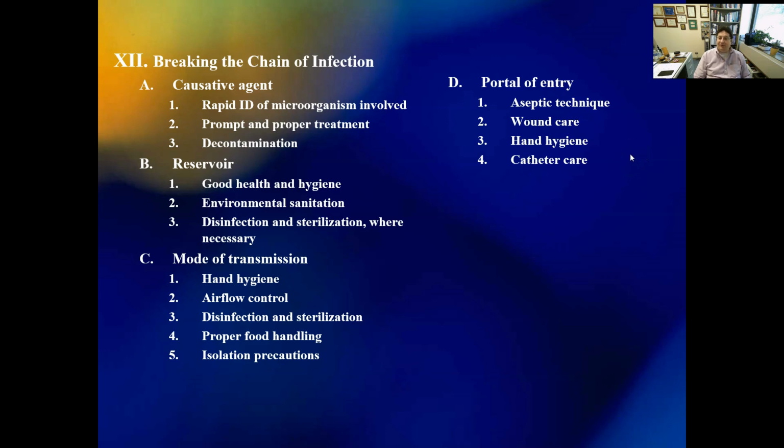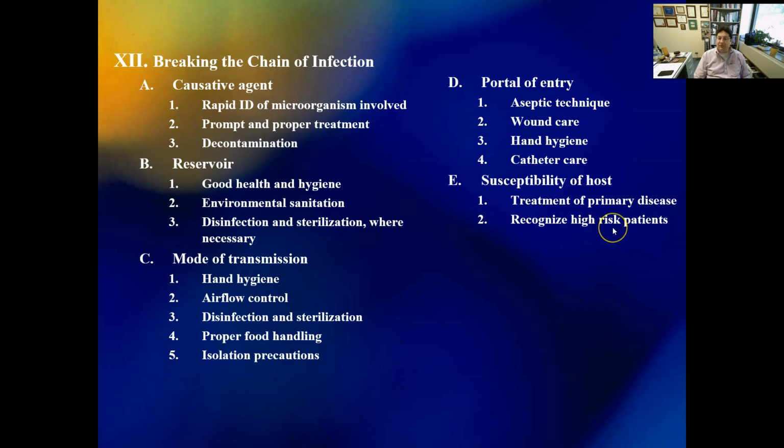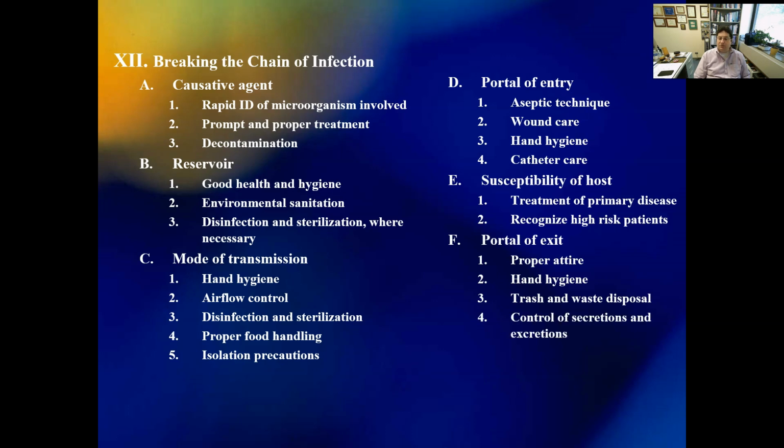How do we break the chain for susceptibility of the host? Treatment of their primary disease. And recognizing high-risk patients, those that are immunocompromised. And how do we deal with the portal of exit? Proper attire. Again, hand hygiene. Note that theme here. Proper trash and waste disposal, and proper control of secretions and excretions.